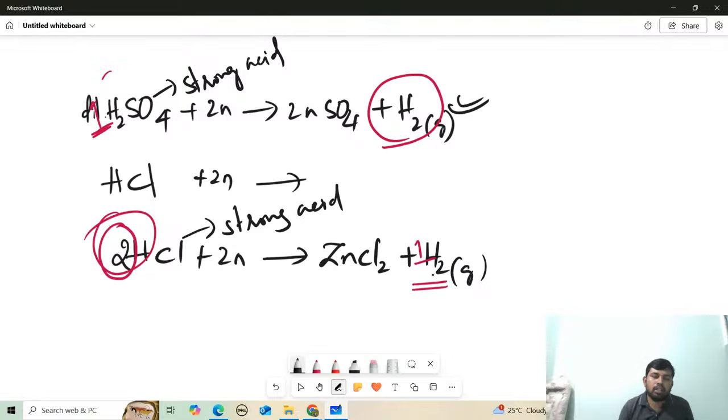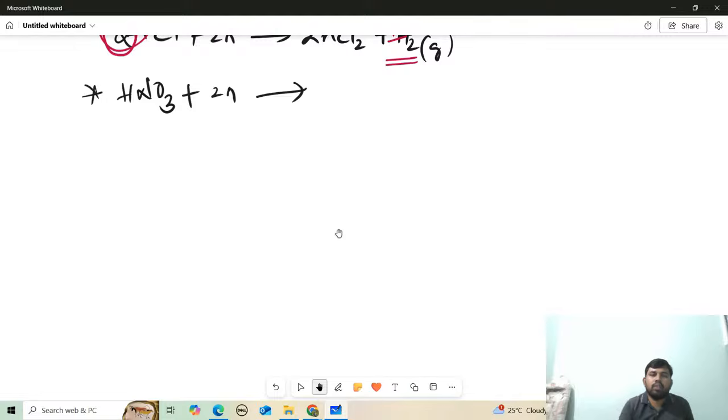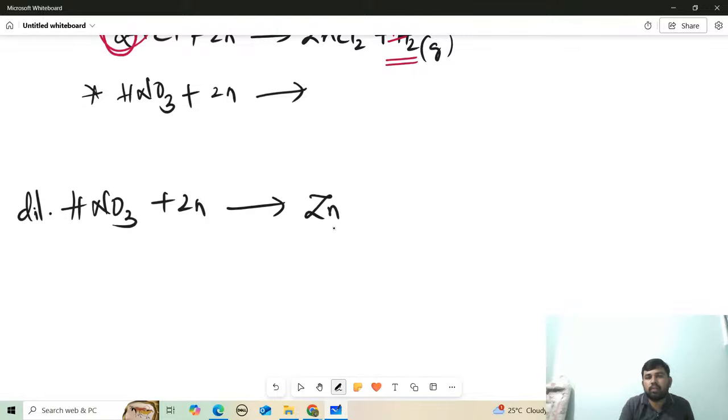Okay. Now they are asking to repeat the activity with one more acid, HNO3. So HNO3 they are taking with Zn. What about here, sir? What is your expectation here? Okay, I'm writing here: diluted HNO3 plus Zn. What happens earlier? You will expect that zinc nitrate will form plus H2 has to be produced, correct, right?